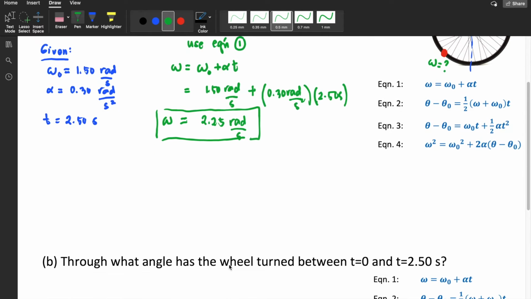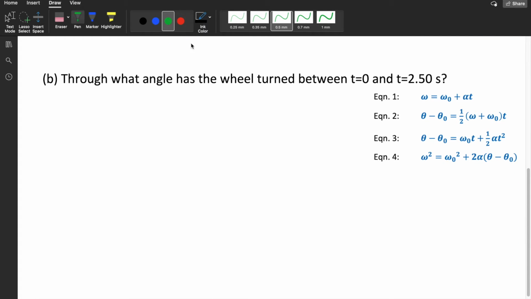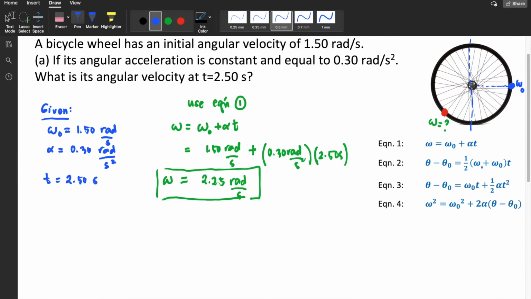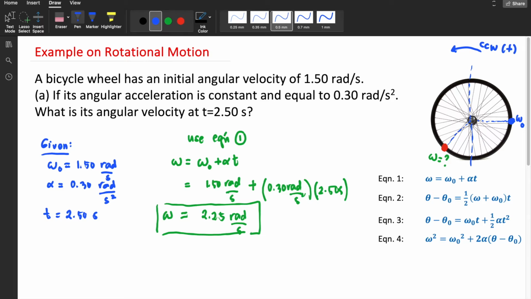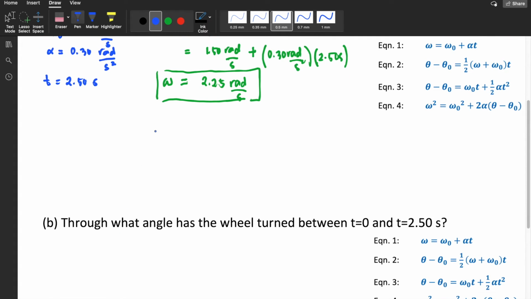Next, for letter B: through what angle has the wheel turned between t equal to 0 and 2.5 seconds? So it's asking for the angle theta through which the wheel rotates. Let us see if it made one revolution or not. The givens are the same as above, with one additional given, but now it's looking for the angle theta.